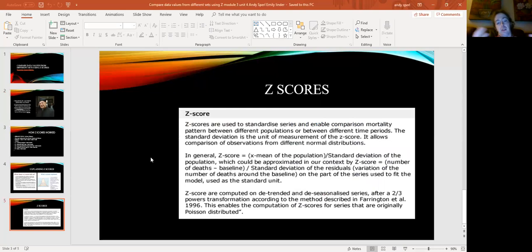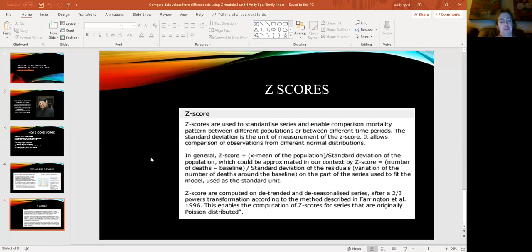In general, the z-score equals x minus the mean of the population over the standard deviation of the population, which can be approximated in our context by z-score equals the number of deaths minus the baseline over the standard deviation of the residents, the variation of the number of deaths around the baseline on the part of the series used to fit the model used as a standard unit.